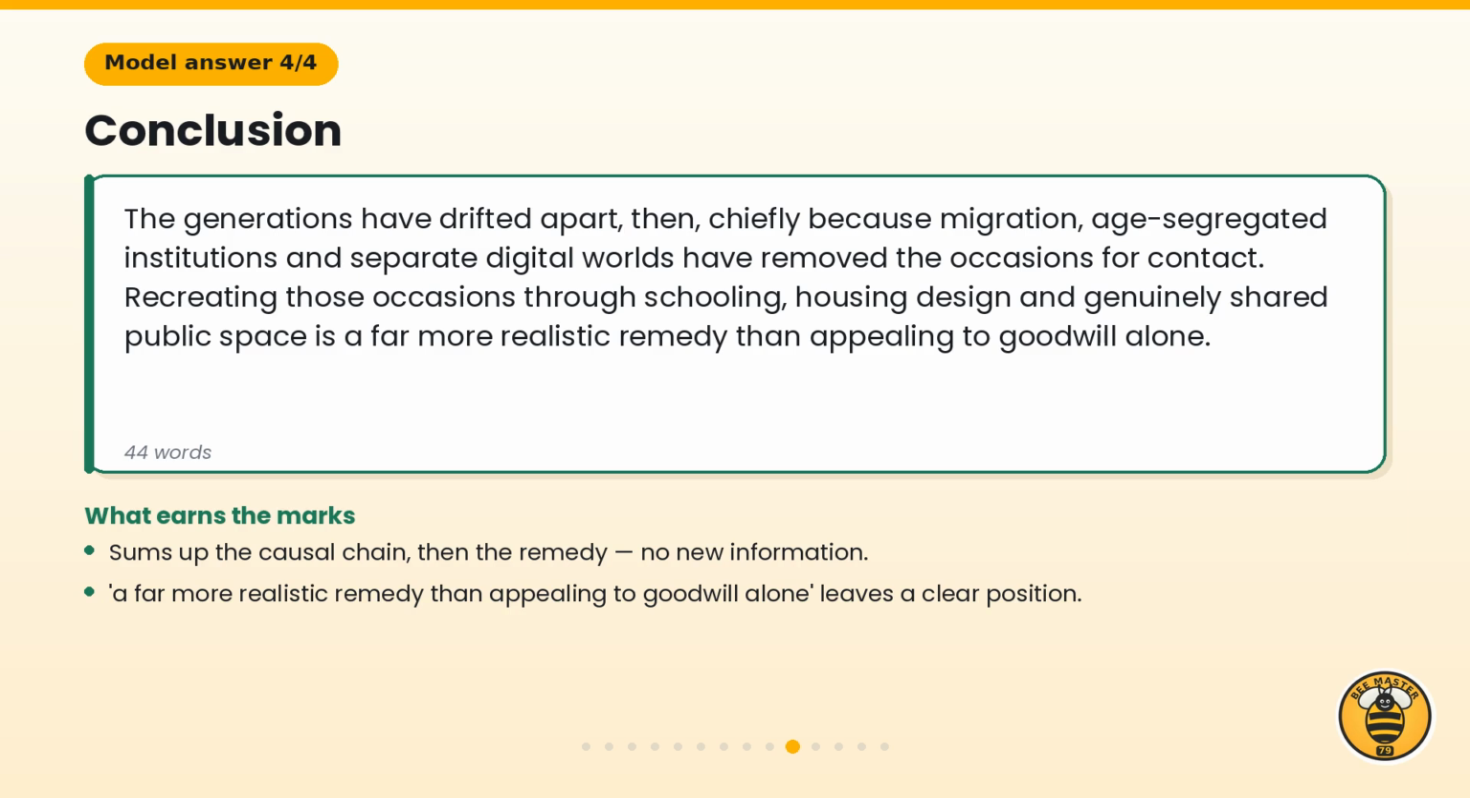And the conclusion. The generations have drifted apart, then, chiefly because migration, age-segregated institutions, and separate digital worlds have removed the occasions for contact. Recreating those occasions through schooling, housing design, and genuinely shared public space is a far more realistic remedy than appealing to goodwill alone. It gathers the causal chain and the remedy into two sentences, takes a clear final position, and introduces nothing new.